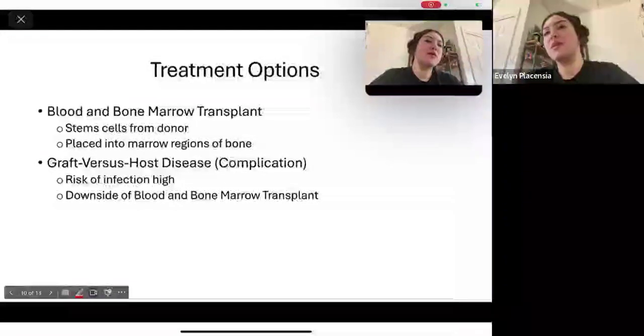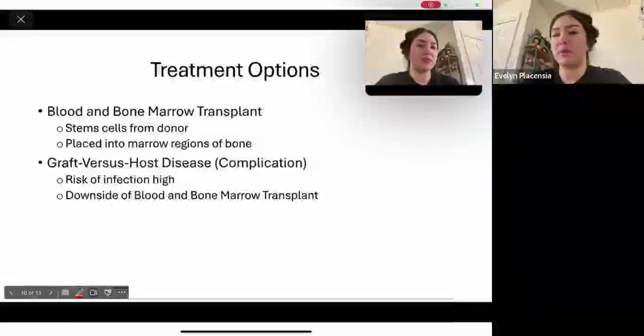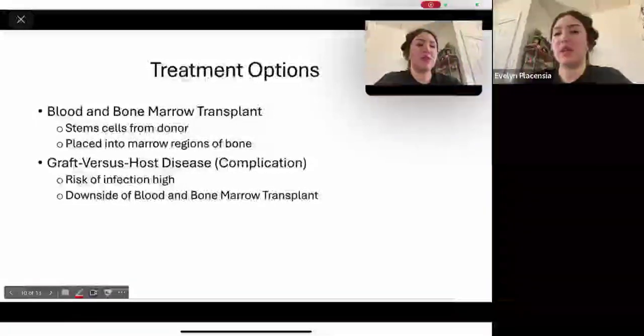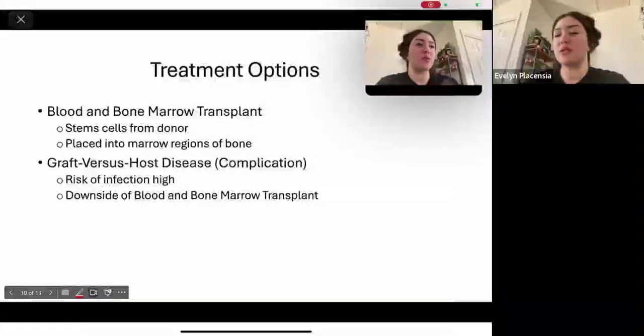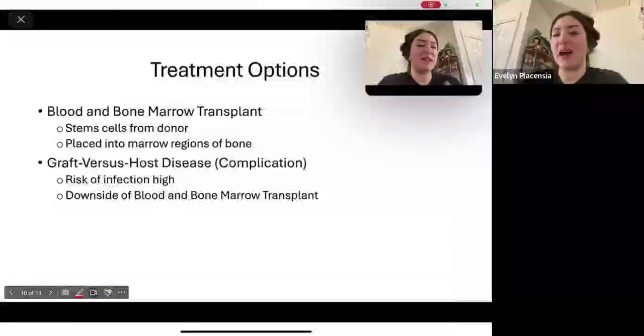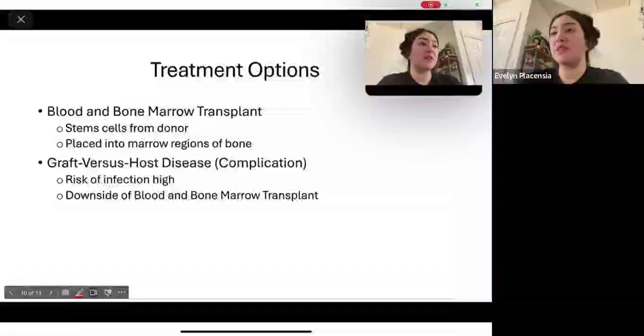Okay, so now let's move into the complication of blood and bone marrow transplant. The downside is the recipient can contract graft versus host disease. And when this happens, the new donor cells attack the body of the recipient. So the risk of infection here is very high.